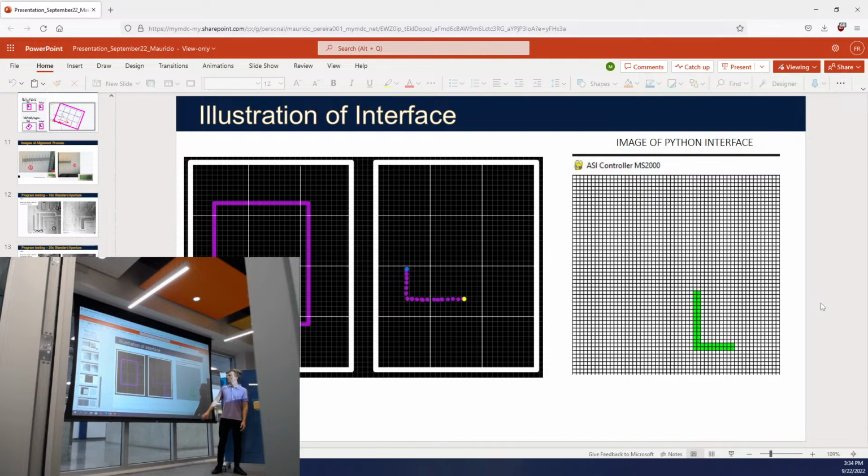And this was a previous illustration of the interface. Skip it. And that's it. Well, let me go back. I think I can explain this well.